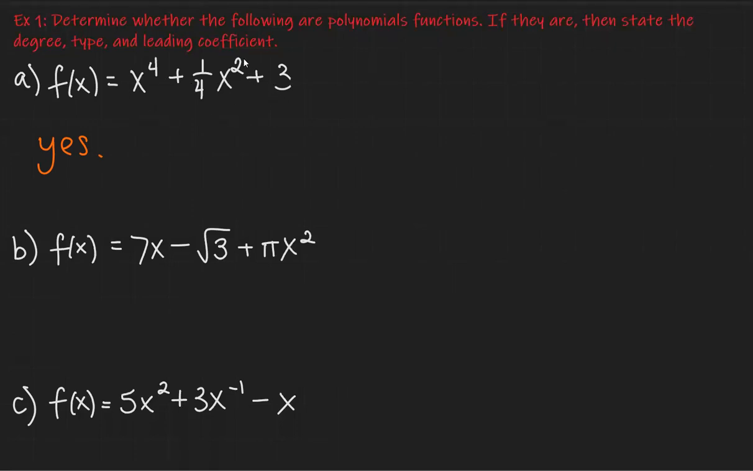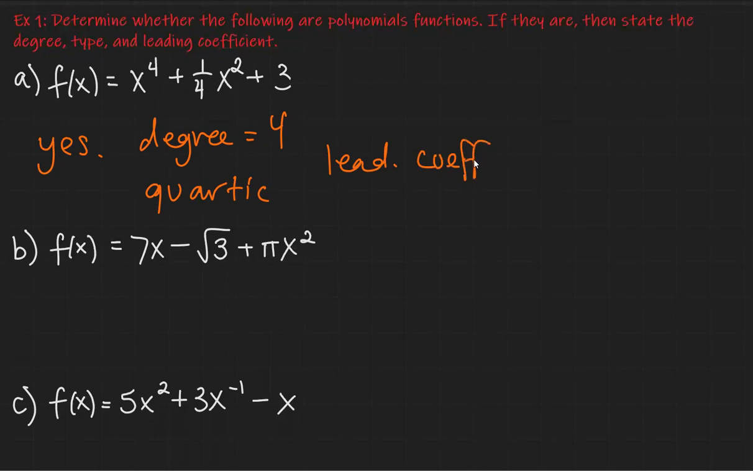So now state the degree. Degree is the highest power, so it's 4. Degree equals 4. So that means it's a quartic based on the table we made above. And our leading coefficient is 1. Okay, not too bad. Next one.